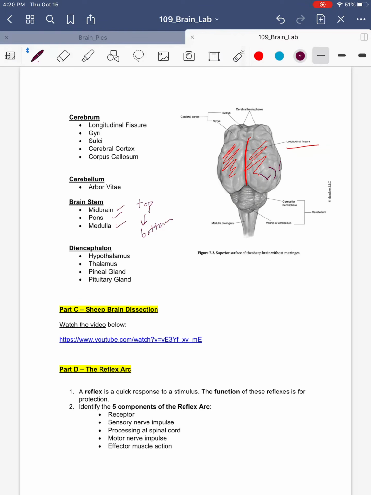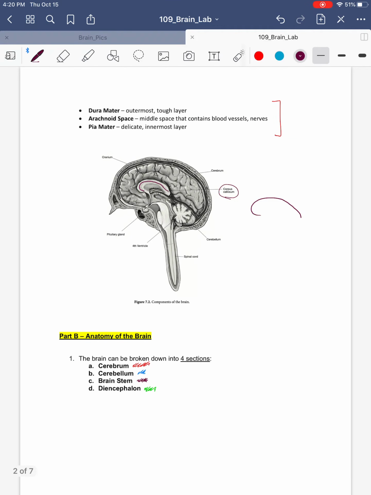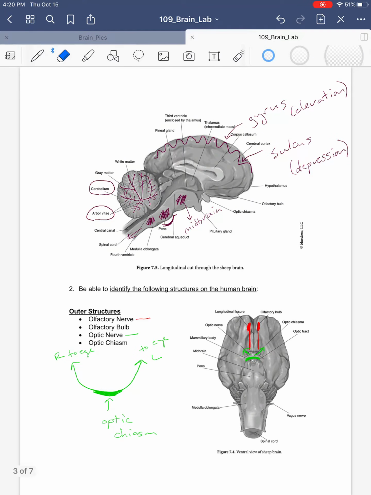Lastly, we have the diencephalon, which is that inner region. And let's talk about those. I'll use this picture.